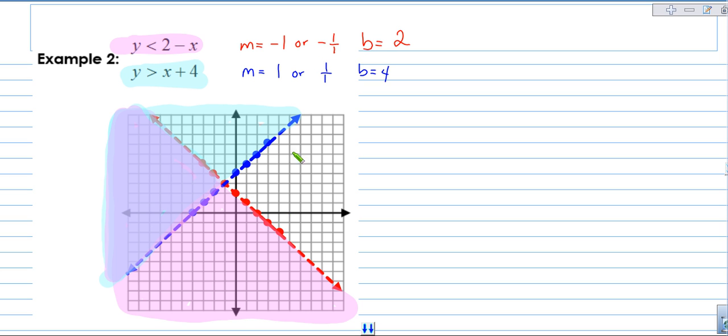Notice how I used dotted lines because these did not have equals to's on them. And then for the pink line, I shaded down. Notice how I shaded all the way down below it.